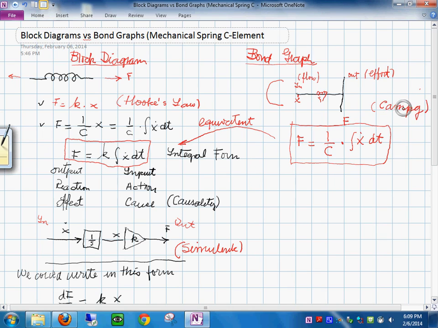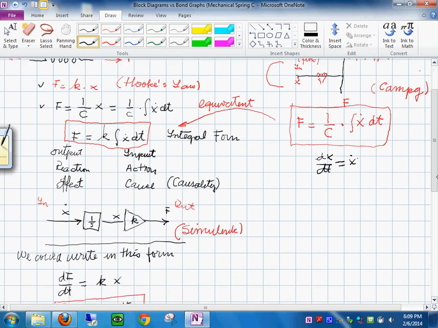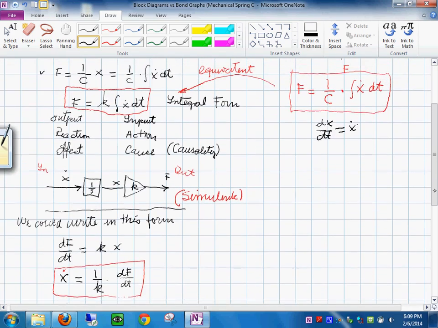CAMG stands for Computer Aided Modeling Program with Graphical Interface. Right? So in here, when we have it in this way, we have the equations that you have just seen, and you know that dx/dt is equal to x dot here. These are the two equations that conform the integral form of the C element.